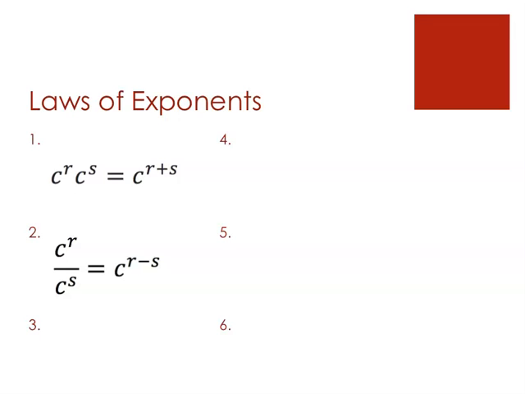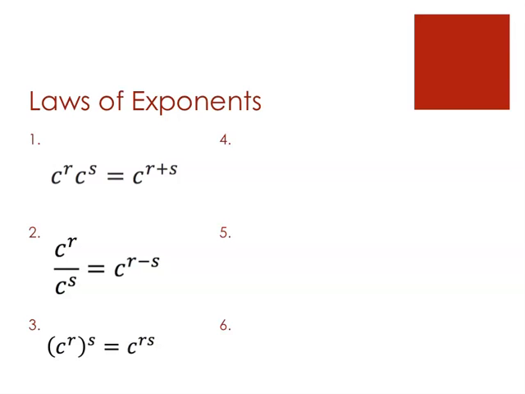The third law of exponents is if you have a power raised to a power, so if you have c to the r that's raised to the s, then you can multiply those exponents. So notice what we've been doing so far with the exponents. In the first one, we added those exponents when we were multiplying. In the next one, we subtracted when we were dividing. In the third one, we had a power to a power. That's when we multiply the exponents.